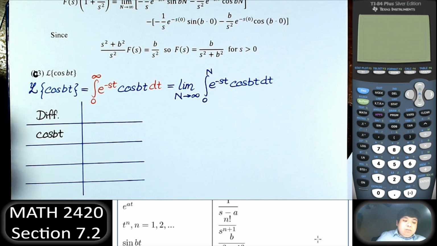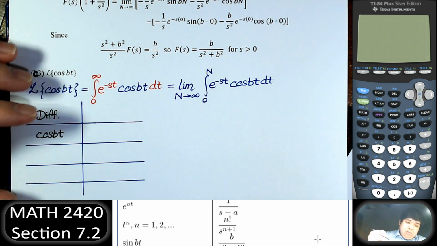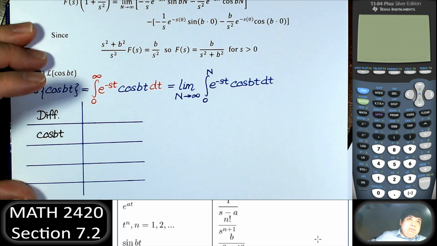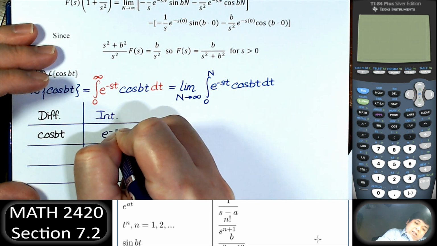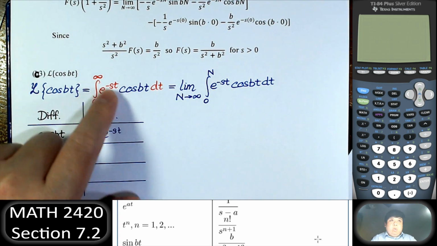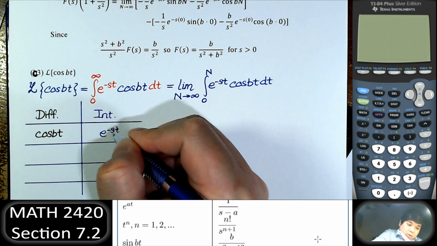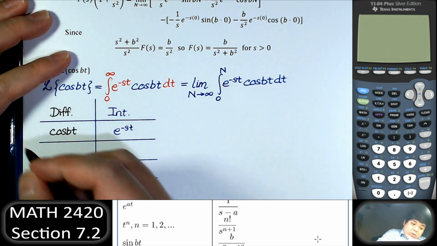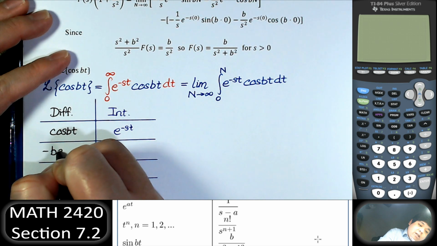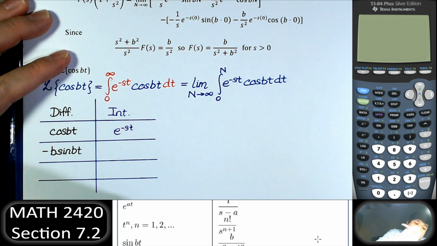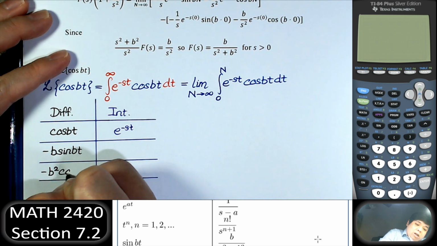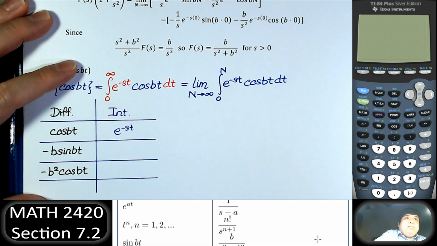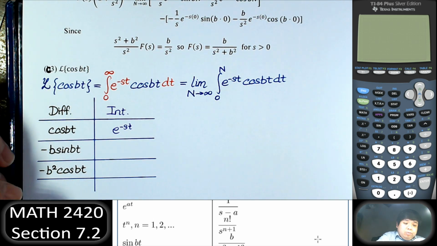And then the other term, to be integrated, will be e to the negative st. So in one column we take the derivative and in one column we integrate. The derivative of cosine bt is negative b sine of bt. Keep taking the derivative: negative b squared cosine bt. And then keep going if we want to.